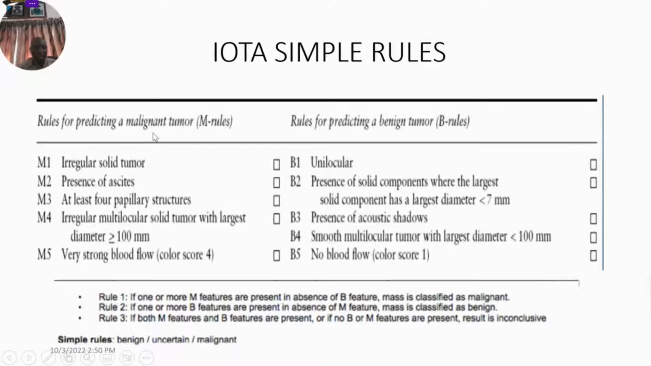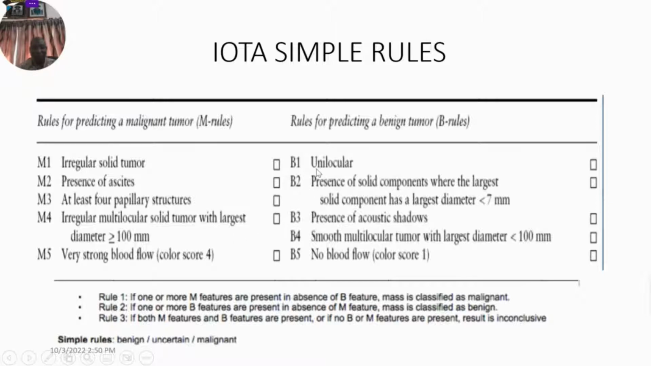M1 under malignant is irregular solid tumor. M2 is presence of ascites. M3 is at least 4 papillary projections. M4 is irregular multilocular solid tumor with largest diameter greater than 100 millimeters. M5 is very strong blood flow, that is color score of 4.